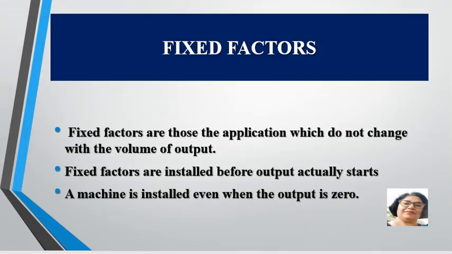So in the short run, we have two types of factors, fixed factors and variable factors. Fixed factors are those factors, the application of which does not change with the volume of the output, they're constant. Like we want to produce something, so we require machinery. Machinery is installed even when the output is zero, when we have not undertaken to produce something.